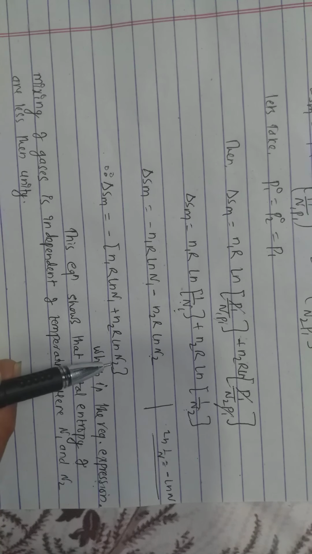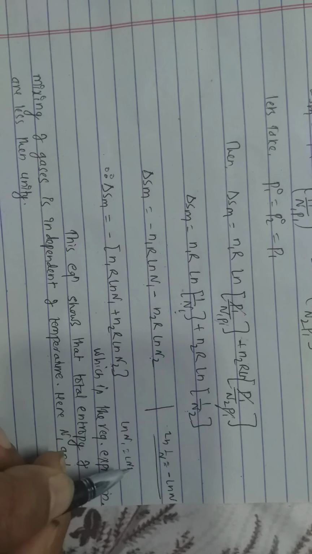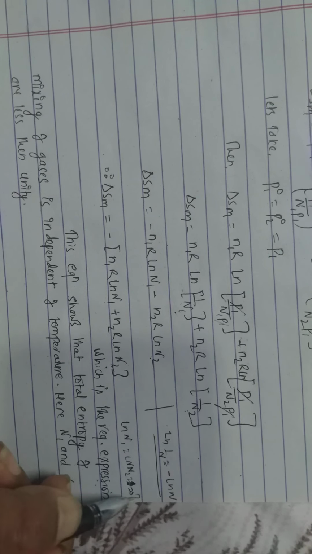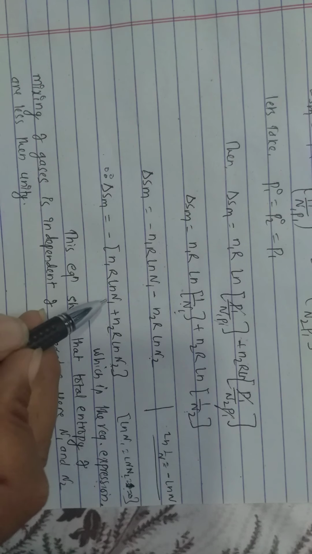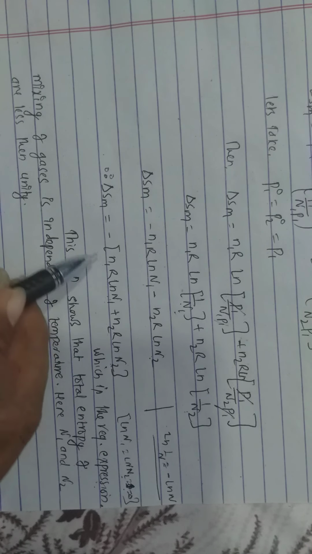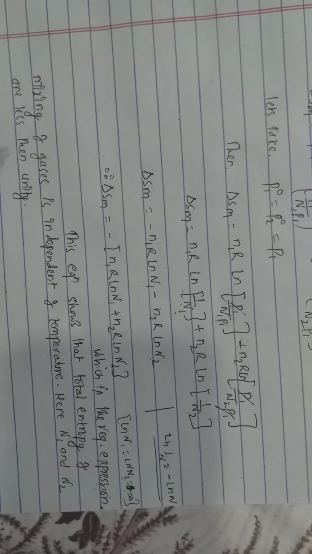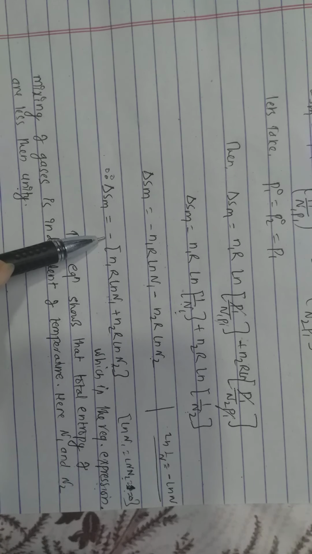If N1 and N2 are equal to 1, then ln 1 is equal to 0, so the value will be 0. If N1 and N2 were greater than 1, the value of ln would be positive. But when N1 and N2 are less than 1, ln gives a negative value, and with the minus sign out front, the result of the relation is positive. It gives a positive value.